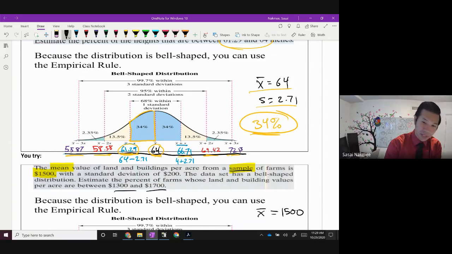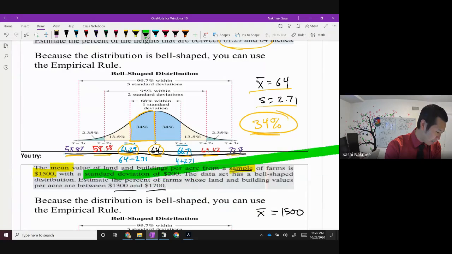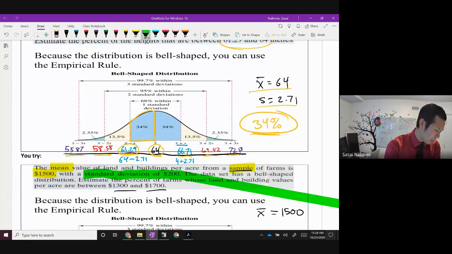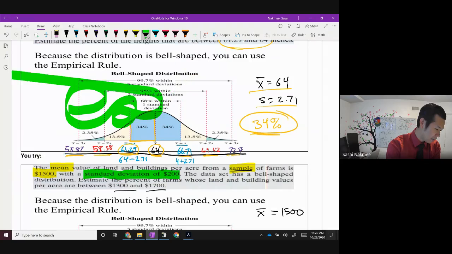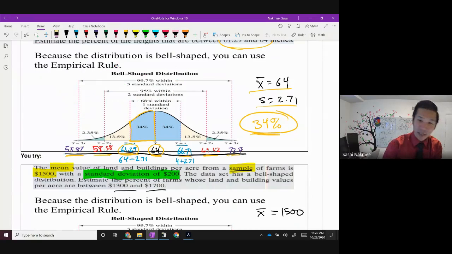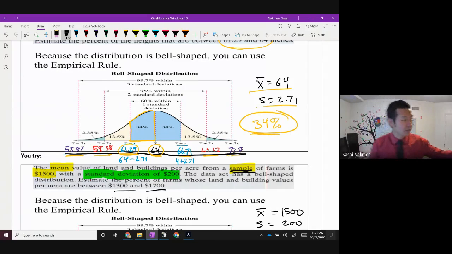Keep reading the problem. They tell you more info. With a standard deviation of 200. I don't know if you guys can see my highlighter, but I don't know what happened to it, it likes to become like a laser beam. Kind of neat. Anyways, I got distracted. So I have my standard deviation for this. And again, it's for the sample standard deviation, which means that I'm using S, and S in this case is $200.